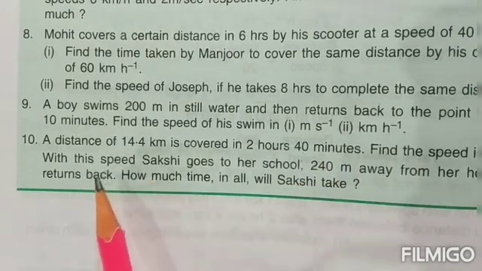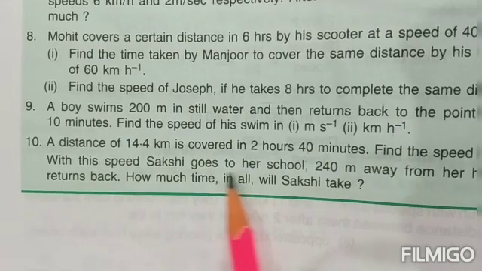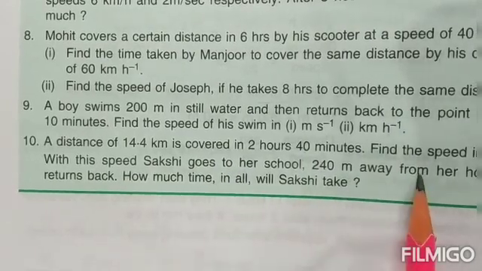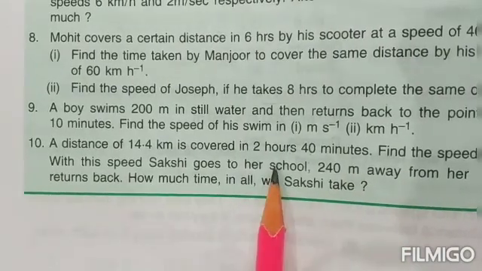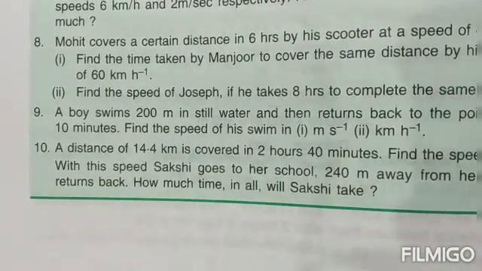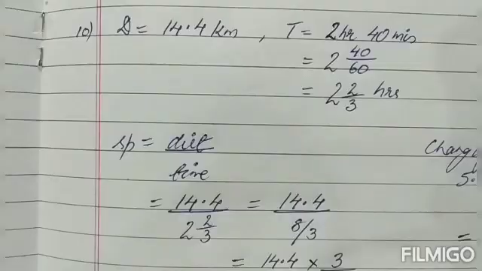There is one more part of it, children. With the same speed, if Sakshi goes to her school 240 kilometers away from her house and then again comes back, that means again the distance is being covered 2 times. How much time will she take? So let's see the working of this particular question.